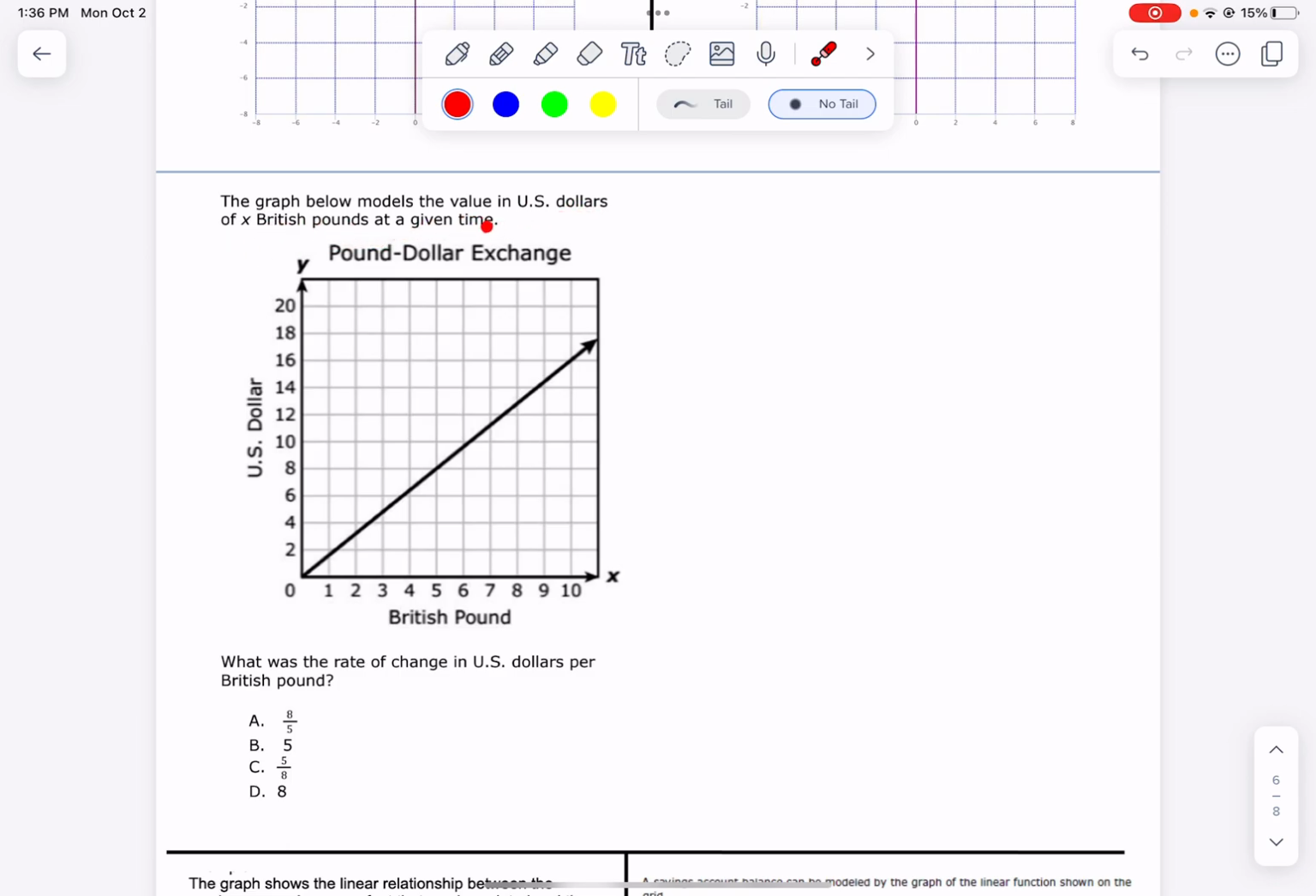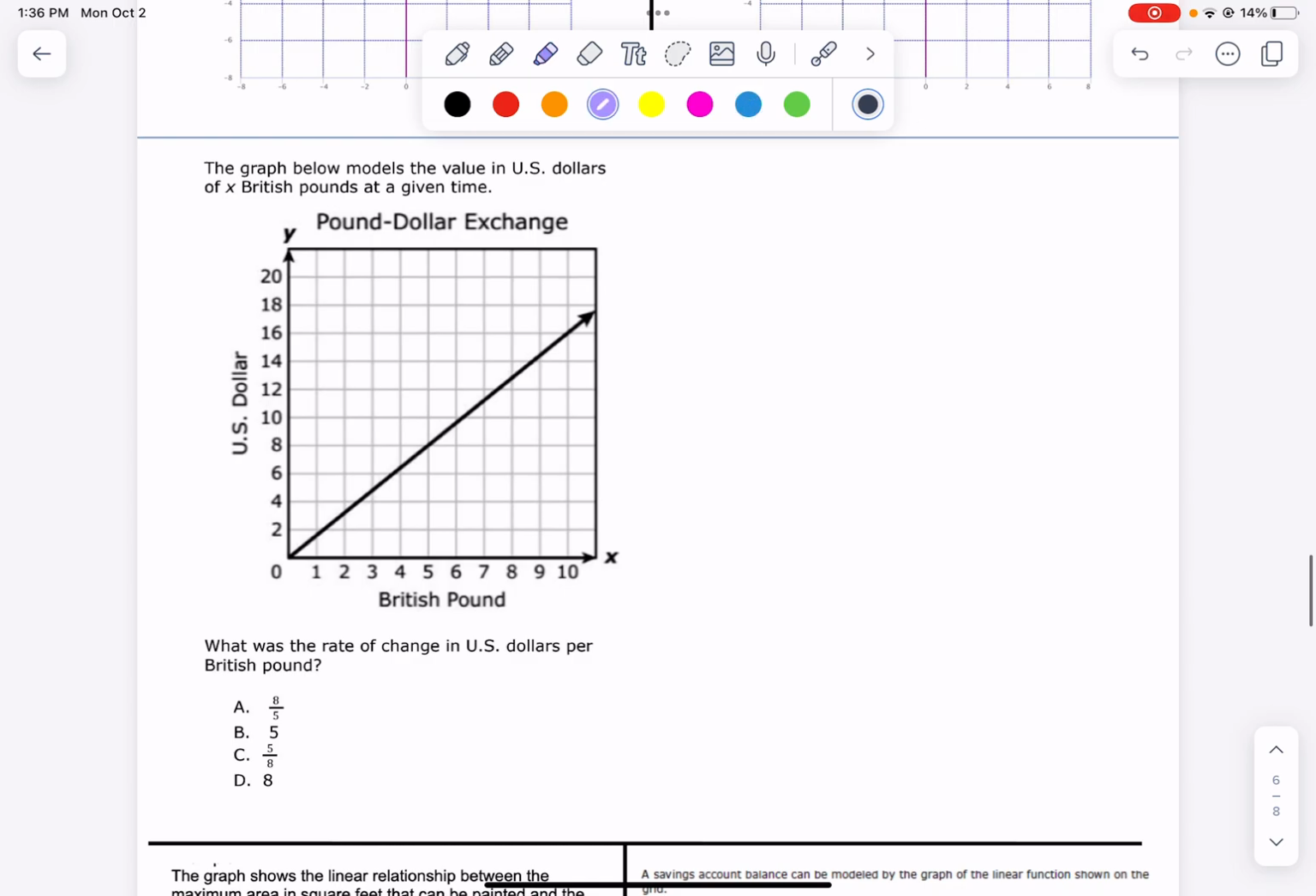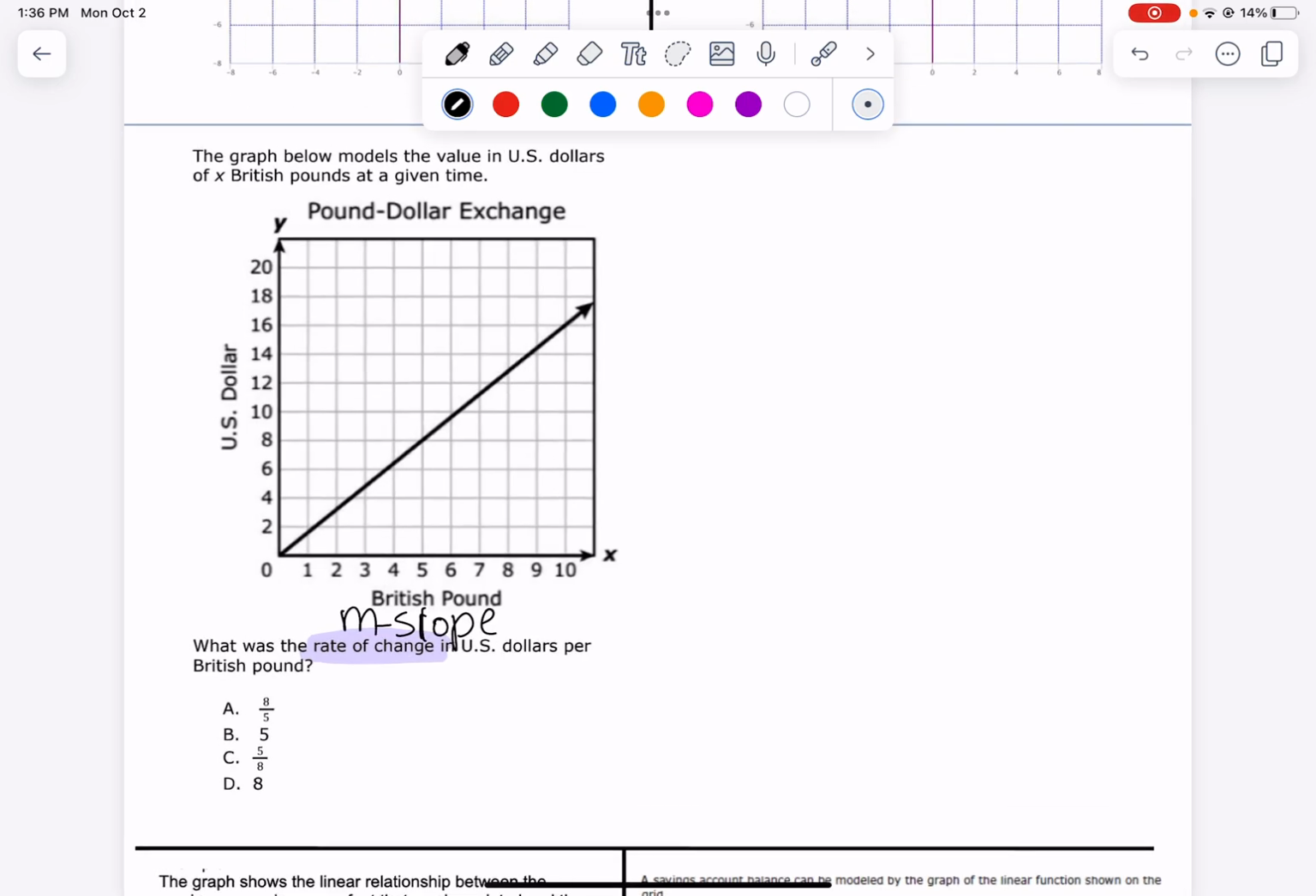So the next one, it says, the graph below models the value in US dollars of X British pounds at a given time. What is the rate of change in US dollars per British pound? So our important word here is rate of change. Our rate of change is going to be our M value, or our slope. M or slope, same thing. So we need 2 points.